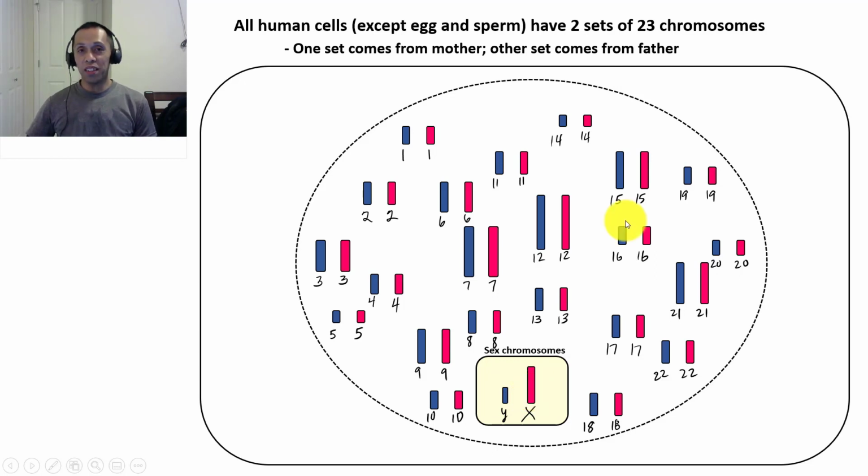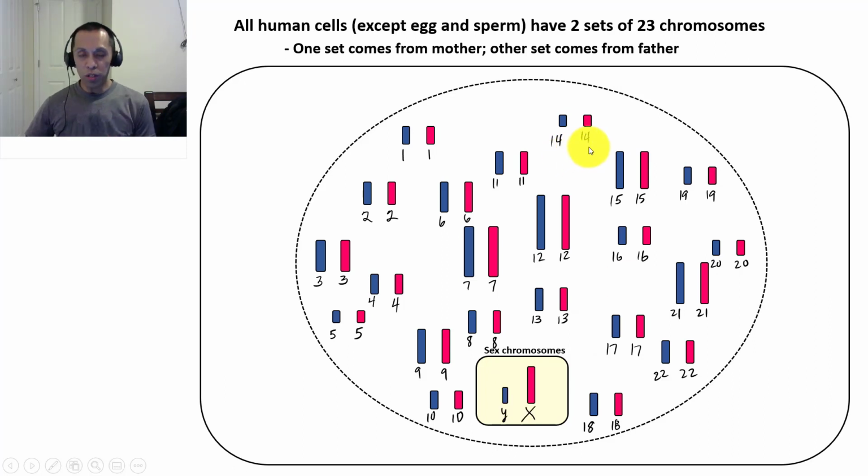So again, if you're to take a look at the nucleus of all human cells except for the egg and the sperm, basically this is what you would expect to find in there. 2 sets of 23 chromosomes, and one of those pairs of chromosomes is kind of a special pair, and they're called sex chromosomes, and those are the chromosomes that are largely involved in determining gender.